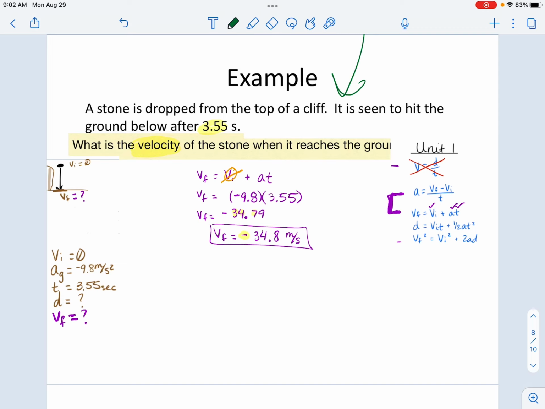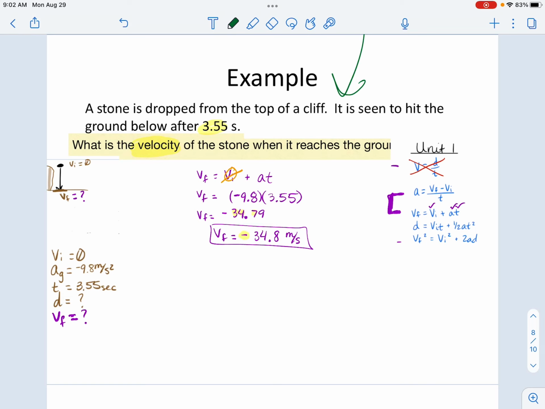You can absolutely answer that question doing exactly what I've just illustrated here in the purple pen. I can still go back to that original problem and use all of that information, VF equals VI plus AT, and I can calculate that answer.